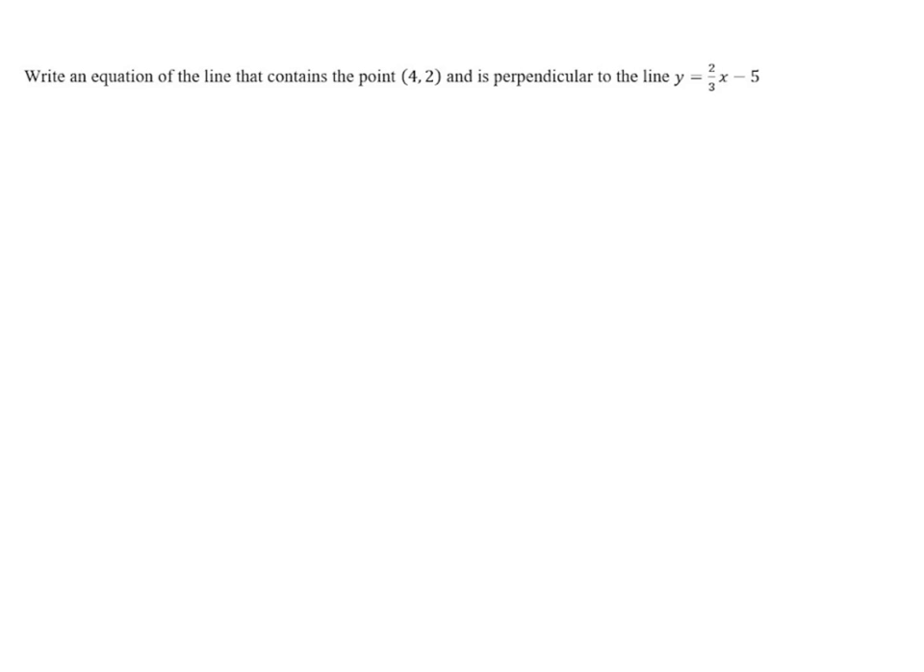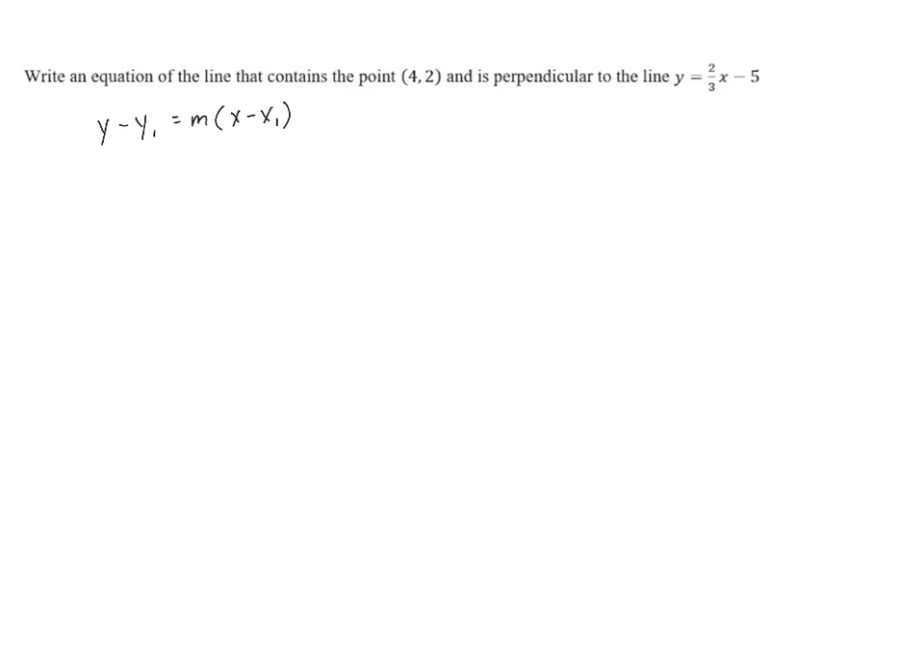Write an equation of the line that contains the point (4, 2) and is perpendicular to the line y equals 2/3 x minus 5. Again, we want the equation for the line, so we're going to use point-slope form: y minus y1 equals m times (x minus x1). Now, we have a point, but we don't have the slope.